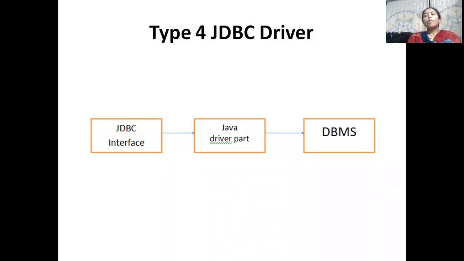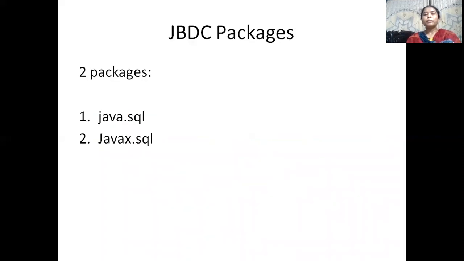So altogether, these four drivers, type 1 JDBC to ODBC driver, type 2 Java native code driver, type 3 JDBC driver, and type 4 JDBC driver, act like a mediator between the JDBC interface or J2EE component, being the front end, and the backend DBMS. So these four different types of drivers play a major role. Comparing all the drivers, the type 4 JDBC driver is the fastest way to communicate between the front end and the back end. Coming to the next slide, we are going to discuss the JDBC packages.